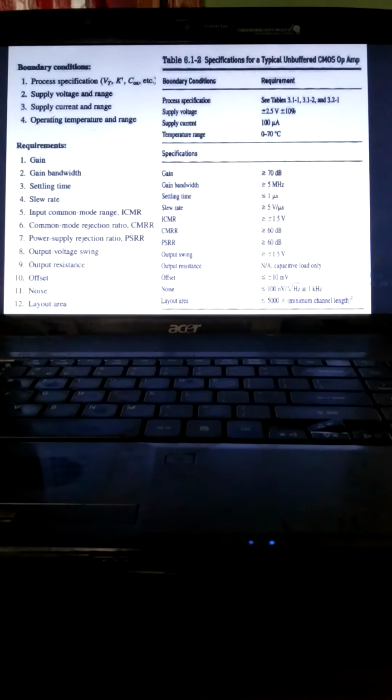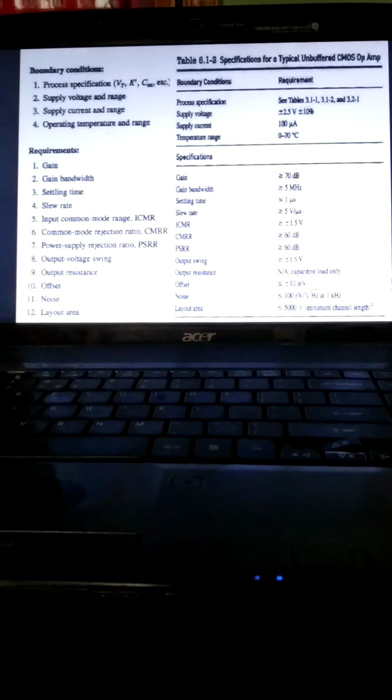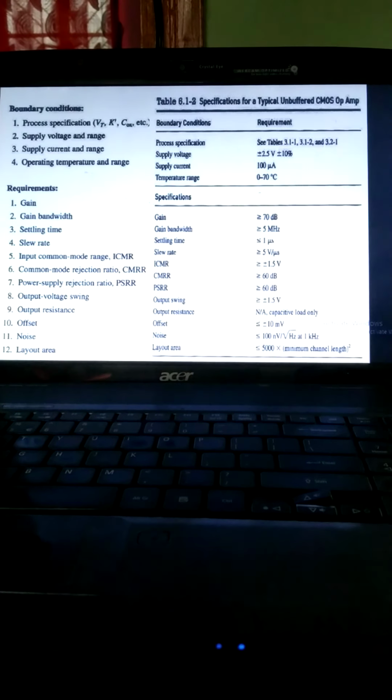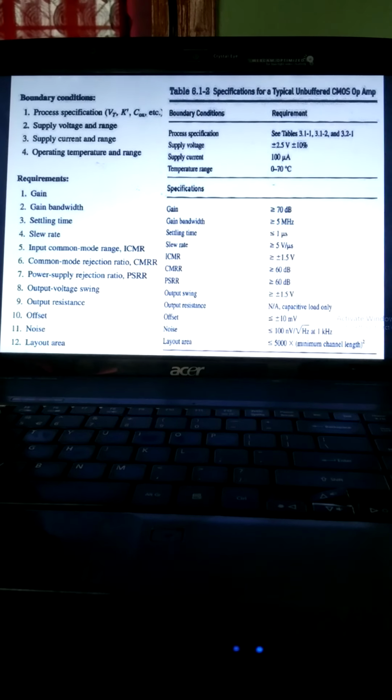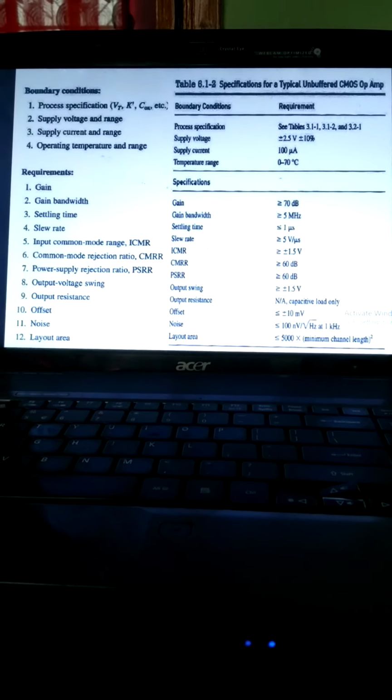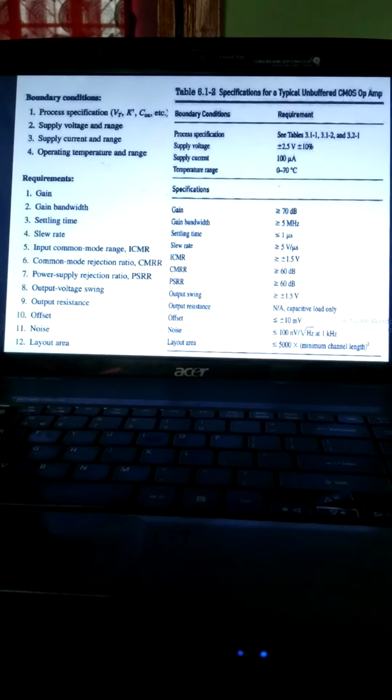Now the next one is offset. Offset means offset voltage or offset current. What do you mean by offset? Offset means that without applying any input voltage, if we get any output, that is called offset. For an ideal op amp, if we don't apply any input, we don't get any output.